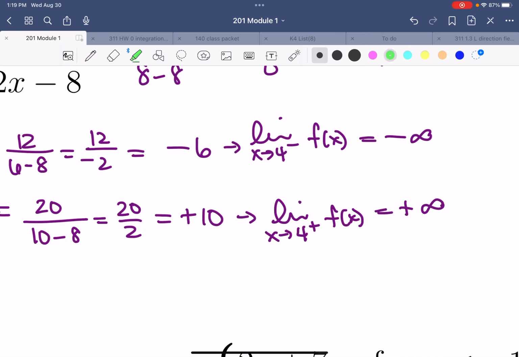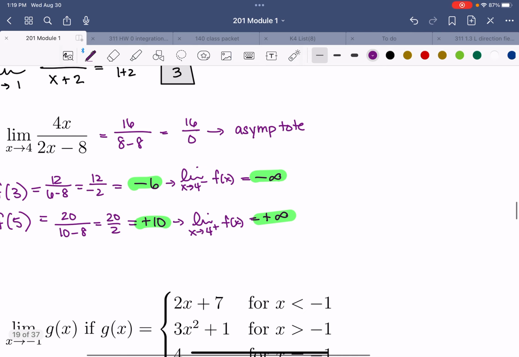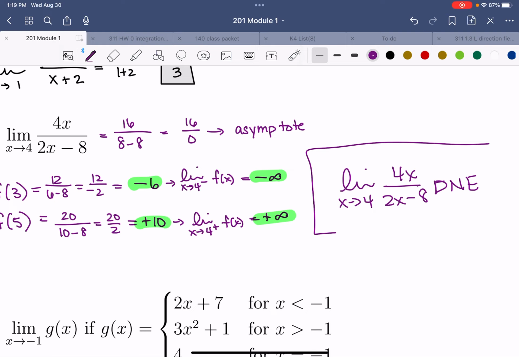And when these two things have opposite signs, we know that this is not going to exist. So our limit as x goes to 4 of 4x over 2x minus 8 does not exist. And that's my final answer on that one.